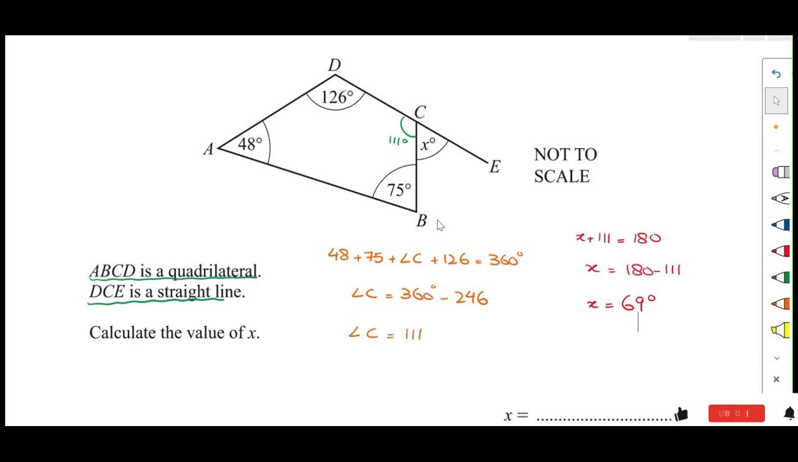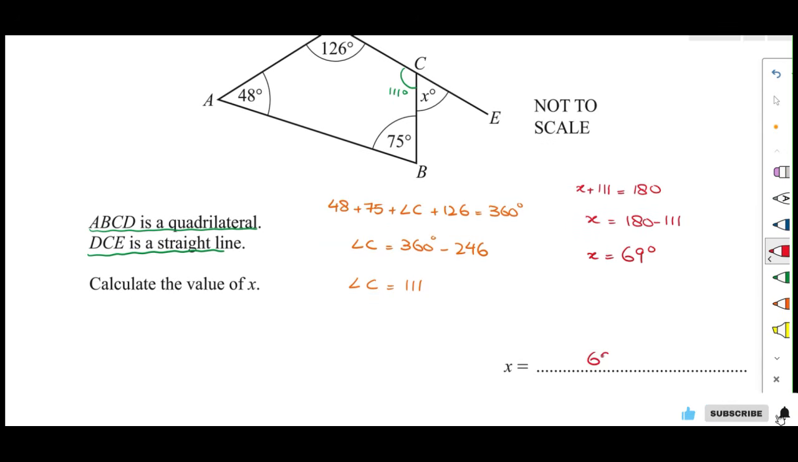We need to calculate the value for x, so the x is 69 degrees.